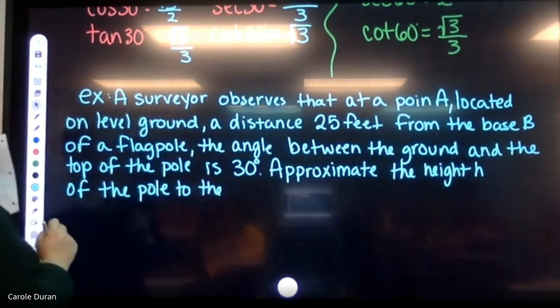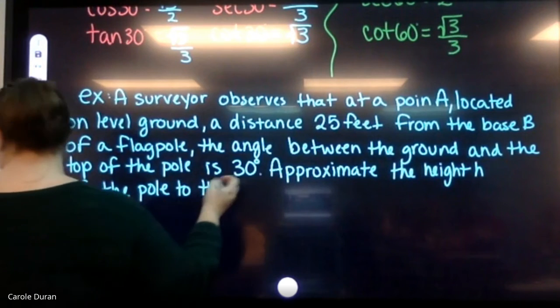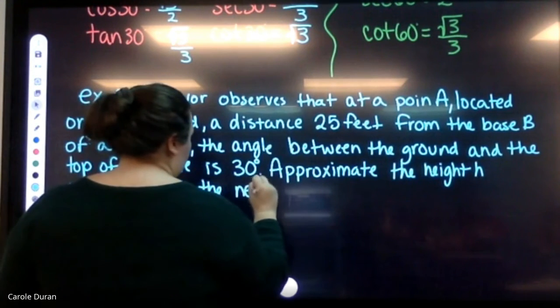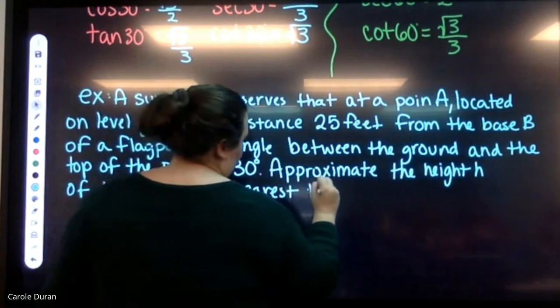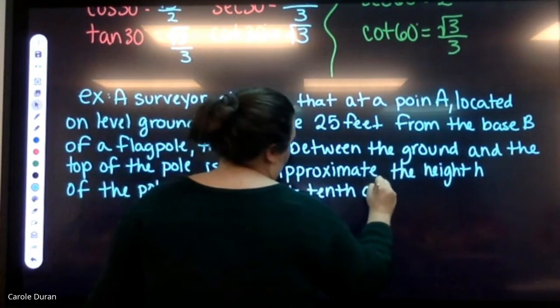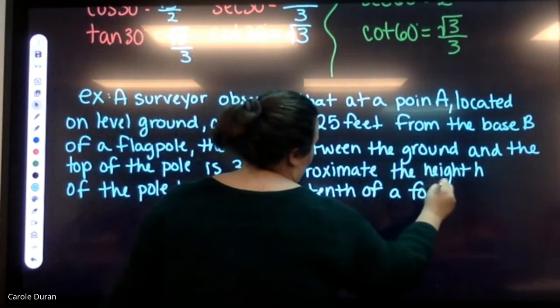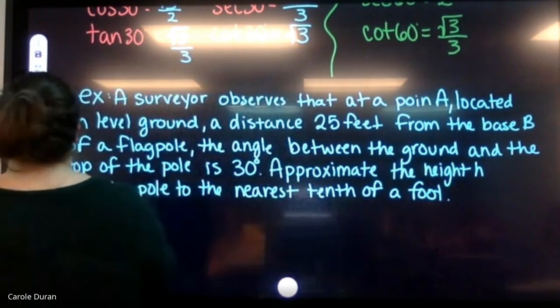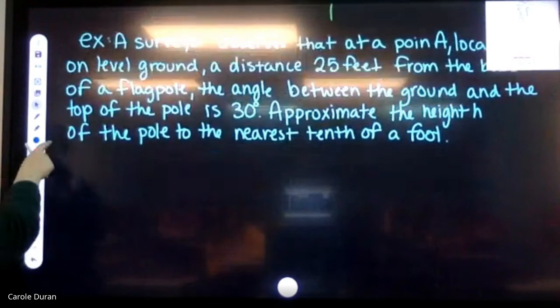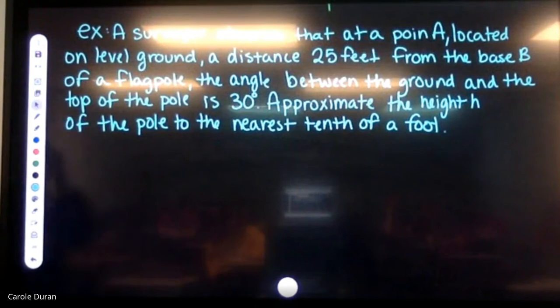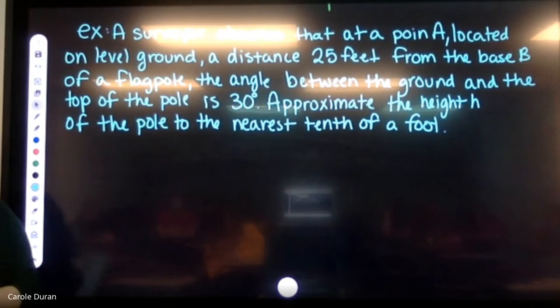Oh, 30 degrees. 30 degrees, yeah. Okay, so the problem says, a surveyor observes that at a point A located on level ground, a distance of 25 feet from the base B of a flagpole, the angle between the ground and the top of the pole is 30 degrees. It asks us to use this information to approximate the height h of the pole to the nearest tenth of a foot.